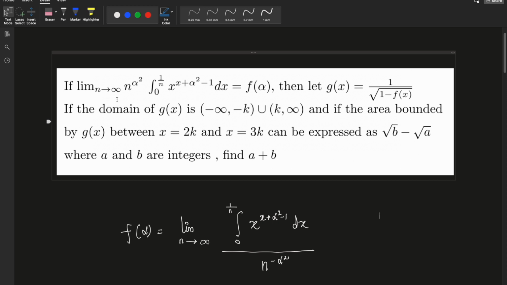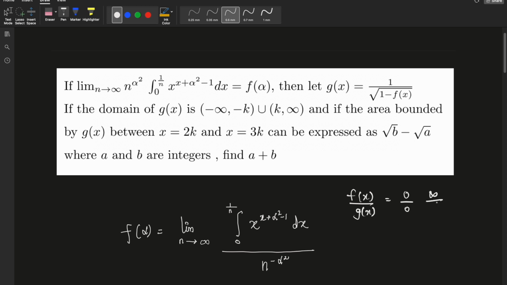And in the case of limits, differentiation comes when we are using the L'Hospital rule. So basically, some way we'll try to use the L'Hospital rule in this limit to simplify it more. So for that, we need some kind of fraction like f of x by g of x, where both are in such a form that they either tend to 0 by 0 form or infinity by infinity form. So for that, I've written it like this.